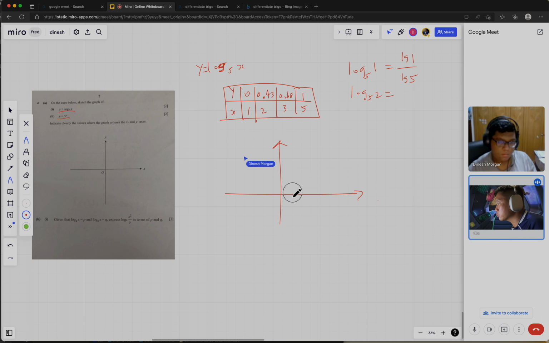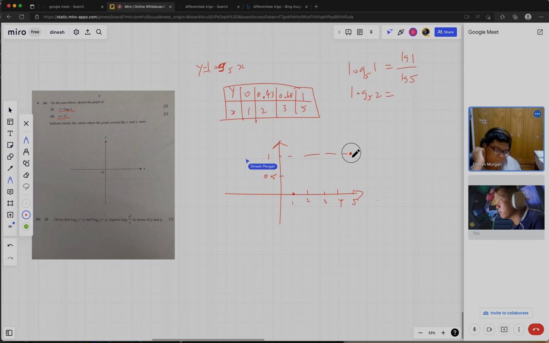So when x equal to 1, 2, 3, 4. So when x equal to 1 is 0, right? Yes. So it takes so long to hit 1. So maybe this is 0.5, then this is 1. So when it hits 5, then it's 1, right? Here. So this is 0.43, this is 0.68. Okay, so it's like this.